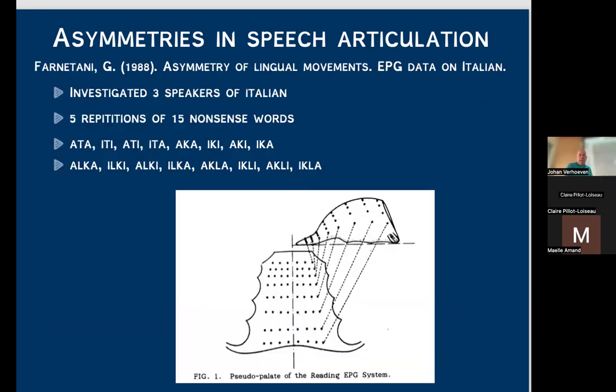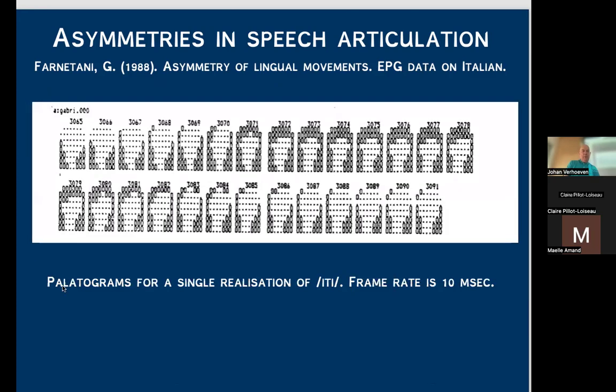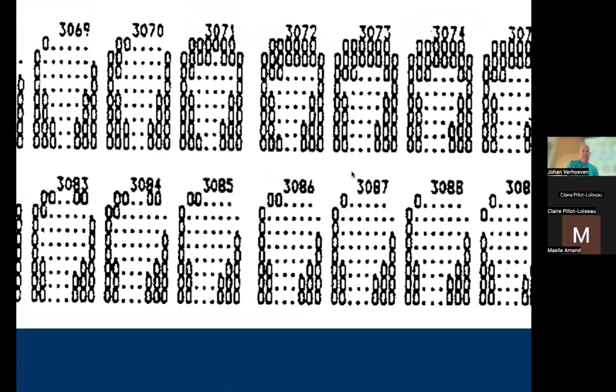More detail is given in an investigation by Farnetani in '88 on Italian. She reports on those 3 Italian speakers, and what they all had to do, also the French and the English speakers, was repeat nonsense words of this particular form: ata, iti, ati, ita. So the phonetic context is varied in terms of vowel height, frontness, backness to a certain extent, but also clusters involving L were used. And she also shows some of the palatograms here.